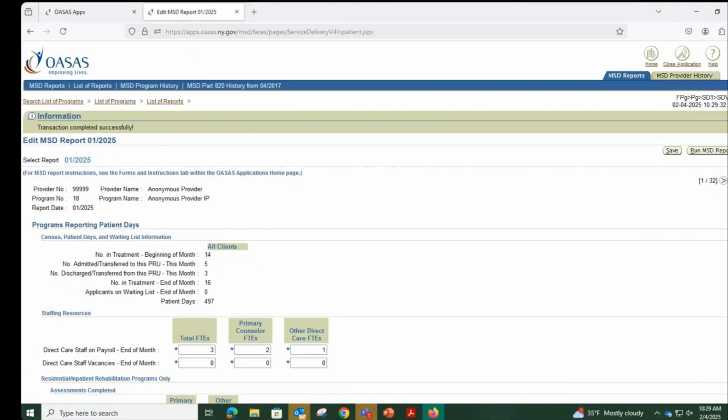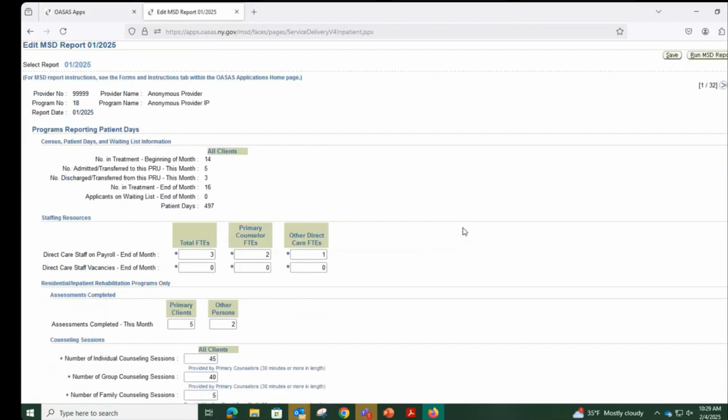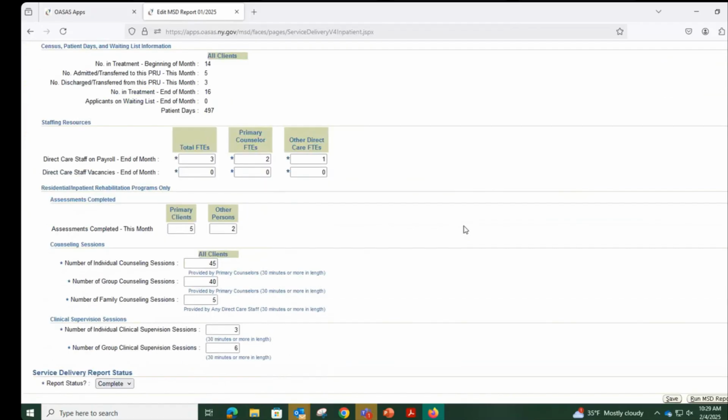We have one question. I did not fully understand the section on group counseling. Could you clarify how we record the total number of groups conducted during the month? And I assume this is on the patient days MSD. And if I'm incorrect, please just put that in the chat box. But that's what I'm going to assume at this point.